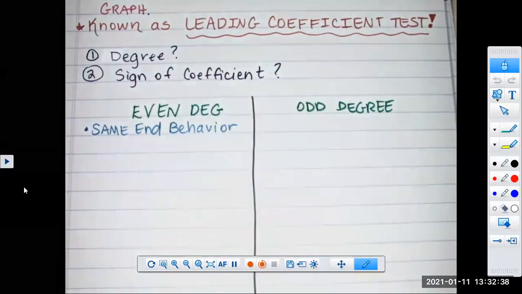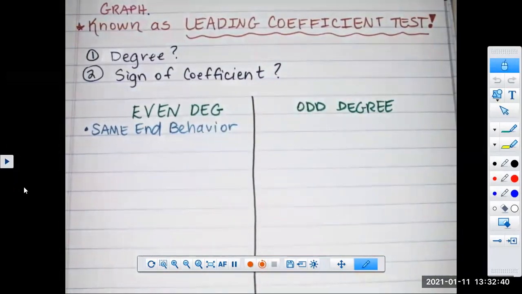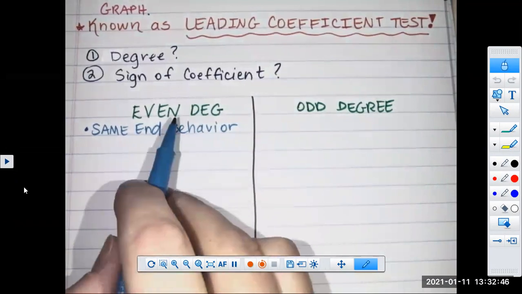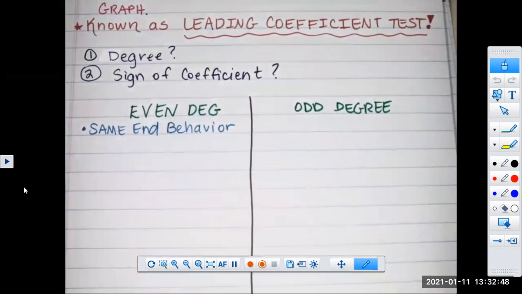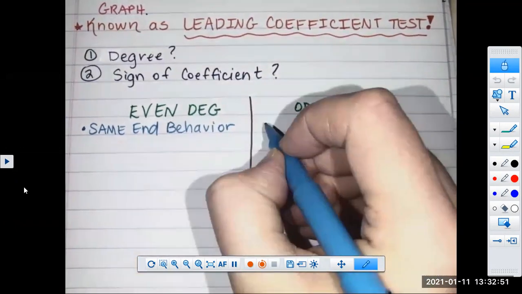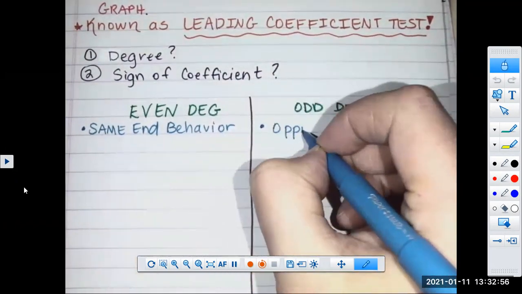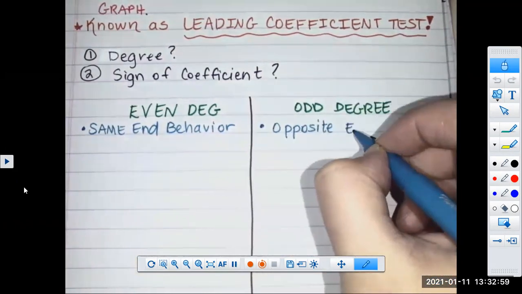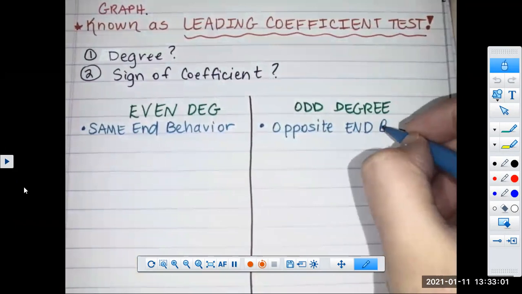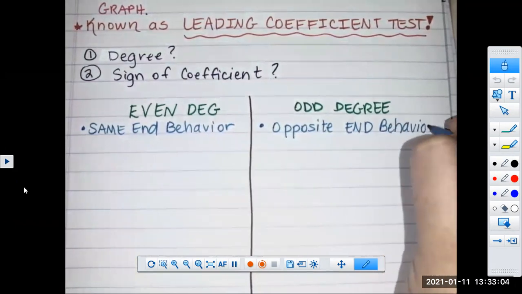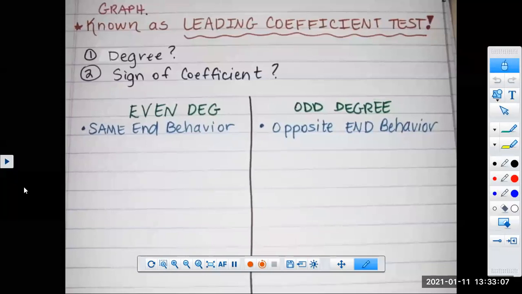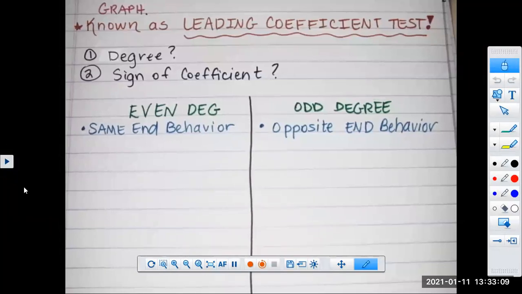Just like the parabola that I know you're familiar with. Same end behavior. So if even degree polynomials have the same end behavior, then what type of end behavior would odd degree polynomials have? Good. They have opposite end behavior. So it's either going to go up on the left, down on the right, or vice versa: down on the left, up on the right. Odd, opposite; even, same.